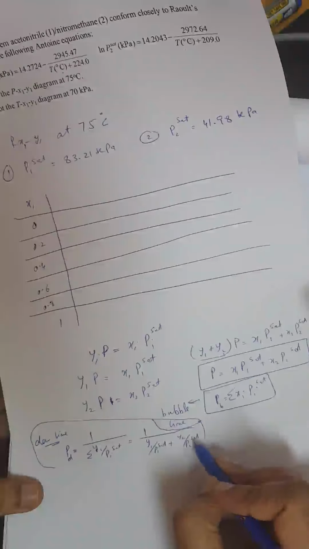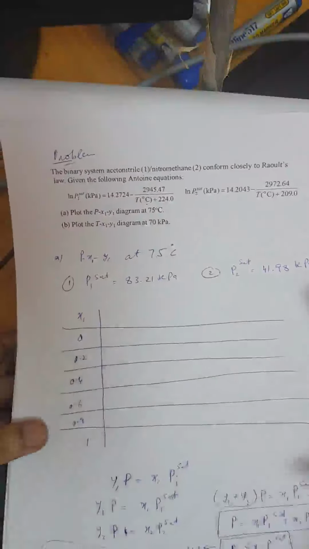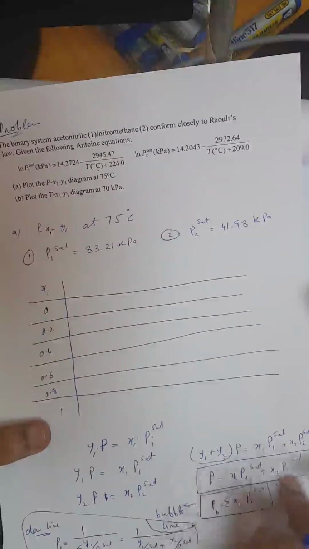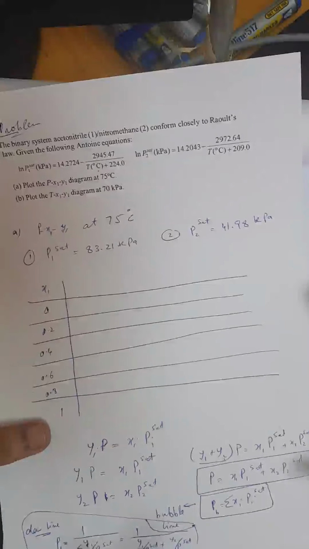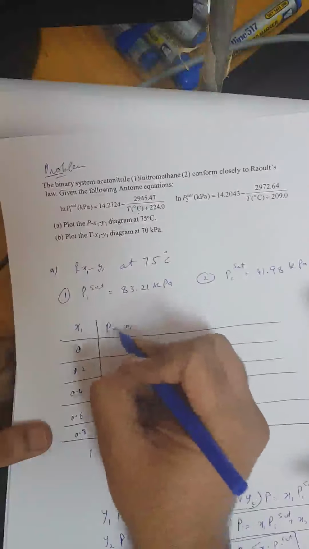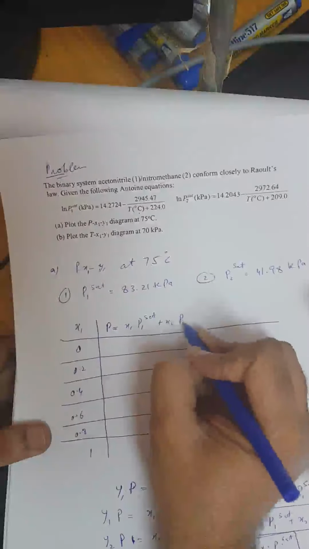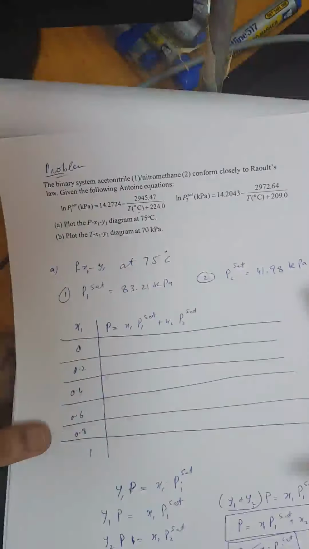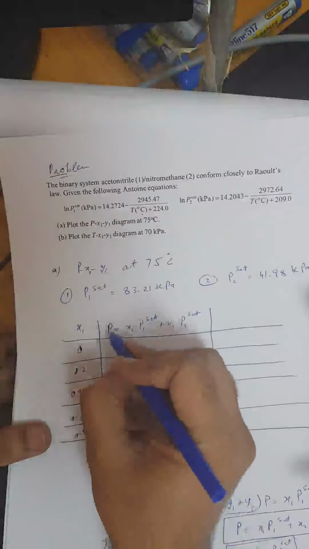Let's see how we can solve the problem. If you know the x value, you can calculate using the bubble line equation. If you know the y value, you can use the dew line equation and solve. So we know the x. What we need to do is plug in the values over here. P is equal to x1 P1 set plus x2 P2 set. Then we can say P bubble if you like.